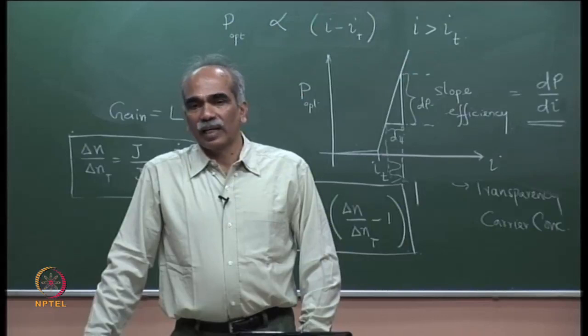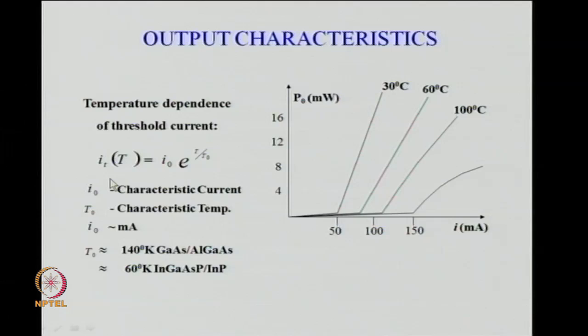It is very sensitive. Here is an expression, I hope you can see that: the threshold as a function of temperature is I_T = I_0 e^(T/T_0), e to the power capital T by T_0. T_0 is called the characteristic temperature. This is a material property. You can see some values of T_0 are given. It is 140 K for gallium arsenide.